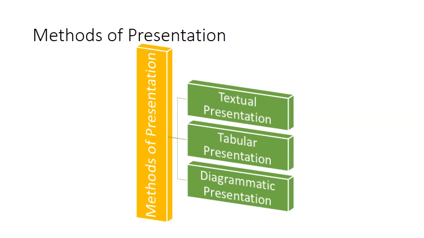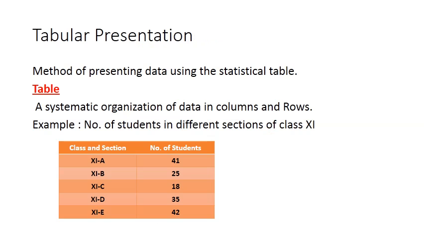Now this can be represented in tabular form as well. Let me explain the tabular presentation. Tabular presentation is a method of presenting data using the statistical table. What is a table? A table is actually a systematic organization of data in columns and rows. So a table is a combination of rows and columns. Whenever you construct a table, it will be a combination of columns and rows.